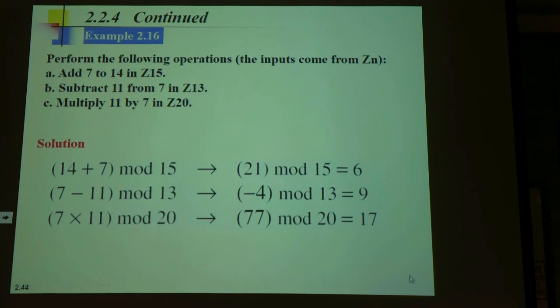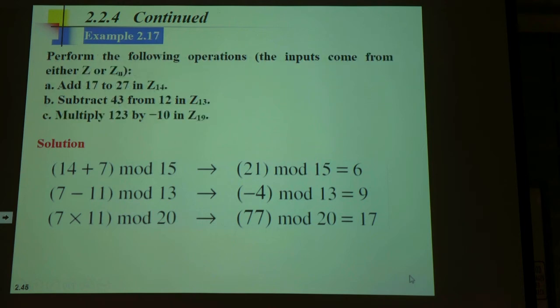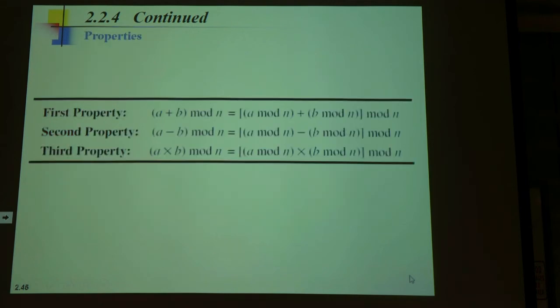Let's take the multiplication. 7 times 11 is 77. Mod 20 will give you 17. Right? So, perform the following operations where the inputs come from Z or Zn. Same, we did this already.